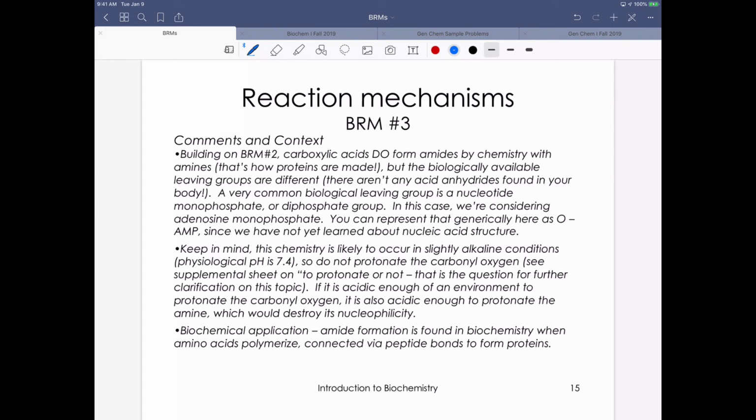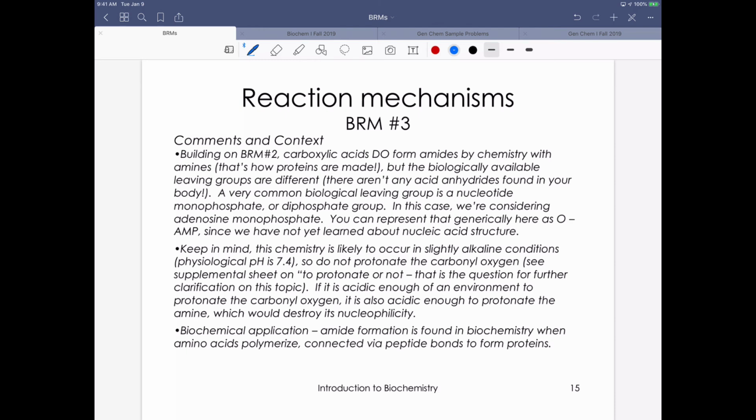So building on what we learned in reaction mechanism 2, we see another situation where carboxylic acids can do chemistry with amines and do form amides. But basically what we need to think about is how we generate a leaving group that allows us to do chemistry with that carbonyl and importantly get rid of that acidic proton, which was a better electrophile. So what we see here in reaction mechanism 3 actually is how proteins are made. So a very common biological leaving group we're going to see here, it's a theme that we'll see throughout the course, is a nucleotide, either monophosphate or diphosphate group. So again, in this case, we're considering adenosine monophosphate, again representing it generically as OAMP.